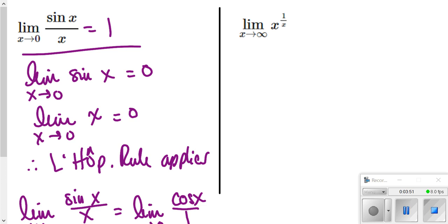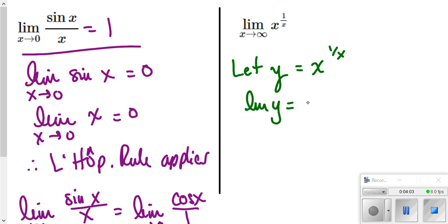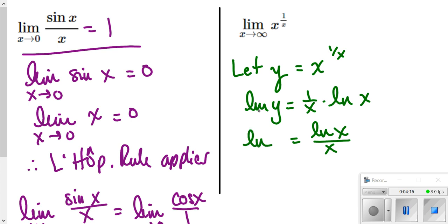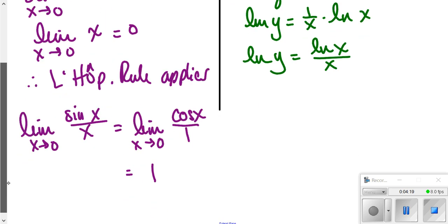Okay, something that was on that previous slide. So here I'm going to define a new variable. I'm going to let y equal that expression. And then I'm going to take the natural log of both sides, because that allows me to use the lovely properties of natural log. And then I'm going to rewrite this as a quotient. That says natural log, not limit. My handwriting is the worst. Okay, so we've got this.